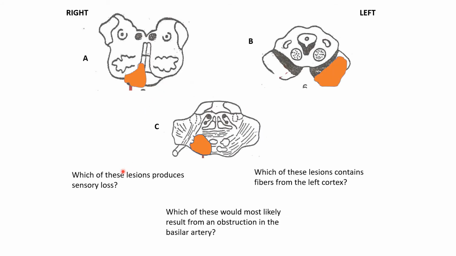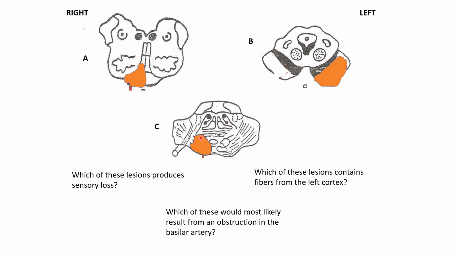We'll now look at lesions in each of these areas and recognize that in each of these we could make a small lesion. In this case in A, the question is which of these produces a sensory loss. We can see that in A we would have corticospinal tract damage here, but we would also have damage to the medial lemniscus on the same side. This would produce sensory loss in the leg.